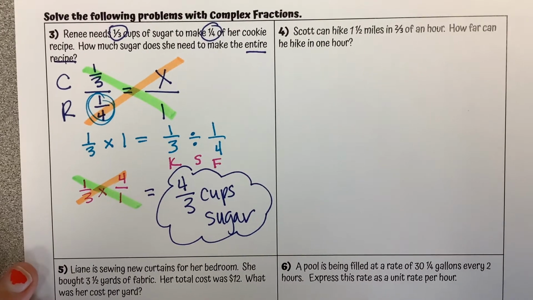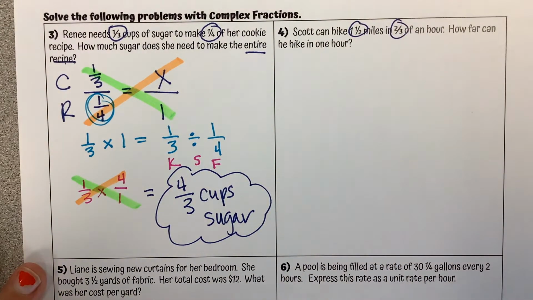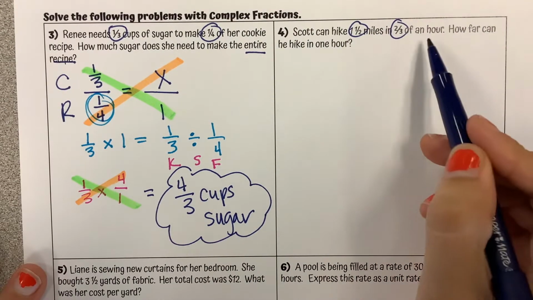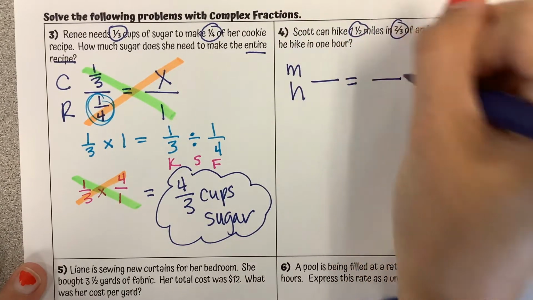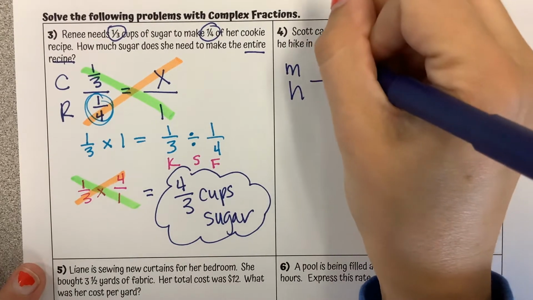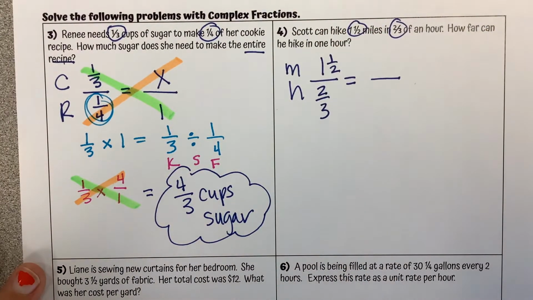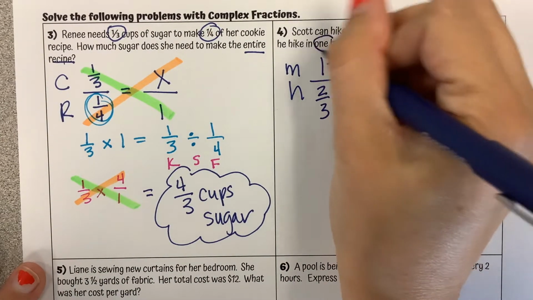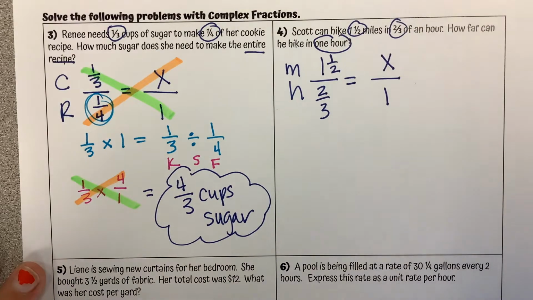Number 4, Scott can hike 1.5 miles in 2/3 of an hour. How far can he hike in 1 hour? We're comparing miles and hours. So I'm going to set up a blank proportion comparing those two units and plugging in. We have 1.5 miles for 2/3 of an hour. How far can he hike in 1 hour? So 1 goes with hours. We are solving for the miles.